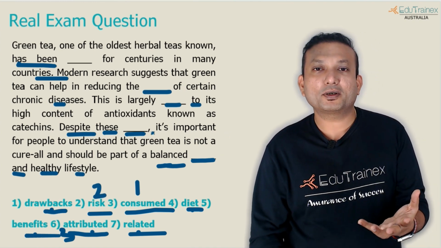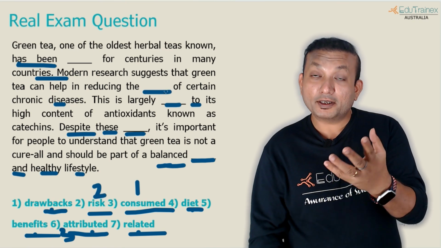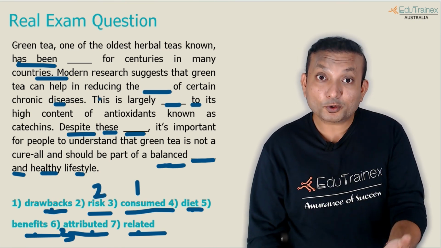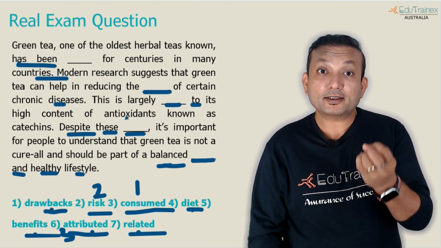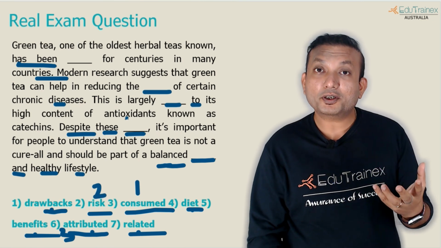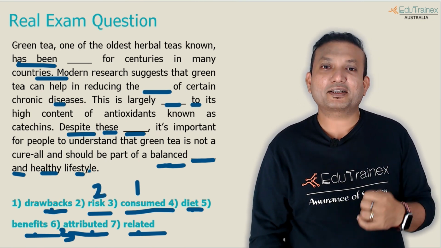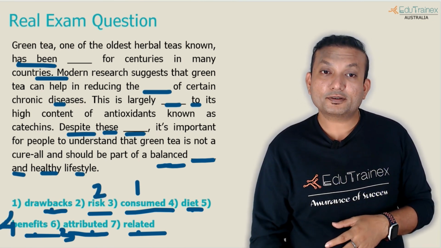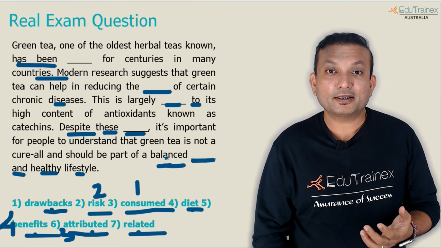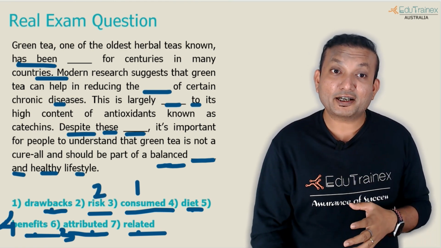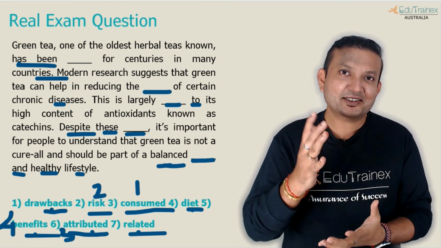What are we talking about? We gave a lot of benefits. Reduces the risk of chronic disease, and then it has high antioxidant content. So we talked about the benefits, right? Not the drawbacks. So despite these benefits, which is the number 4 answer, and then you should still follow balanced. So that's how you should solve the question using this as the 4th stage.